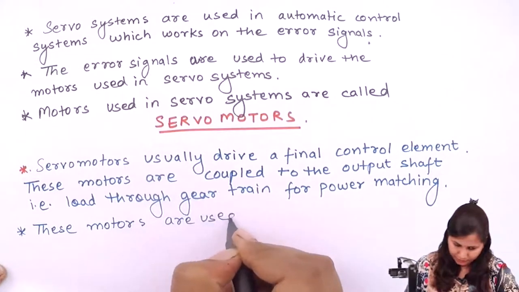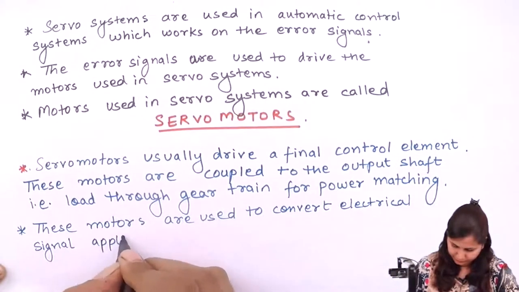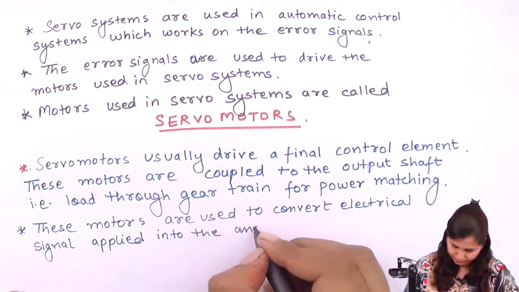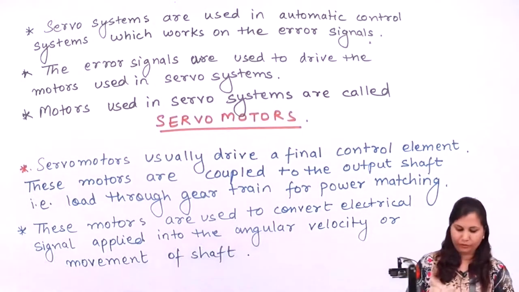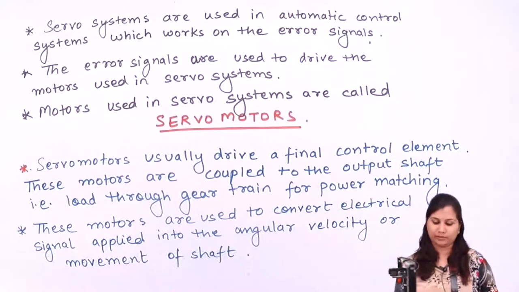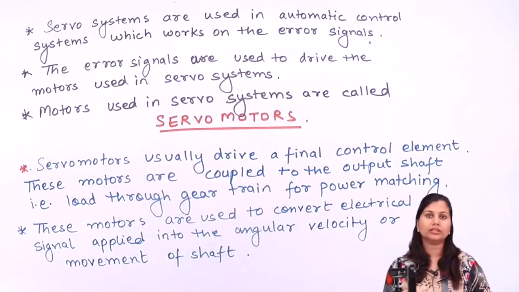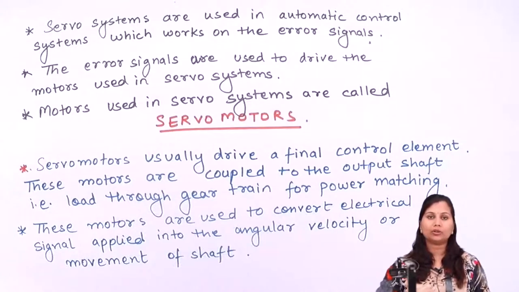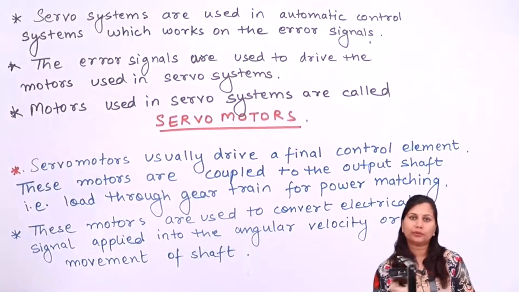they are used to convert... So why are we using these servo motors in control systems? These motors convert the electrical signal applied into angular velocity, that is, they convert an electrical signal into a mechanical signal. And that mechanical signal is the angular velocity or the movement of the shaft. The electrical signal which we apply to the input of the servo motor will cause the rotation of the shaft, and the rotation, that is the angular displacement of the shaft, is the output of the motor.